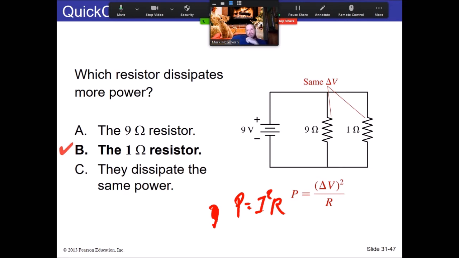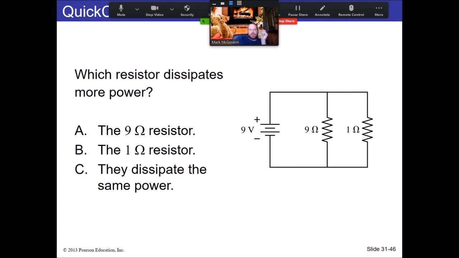All right. So if you said A, excellent. Ready? Here's the next question. Which resistor dissipates more power? The 9 volt or the 1 volt? Let me know what you think. Letter in the chat. The answer is B.